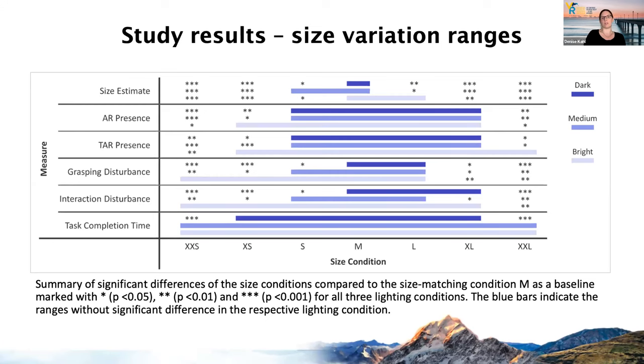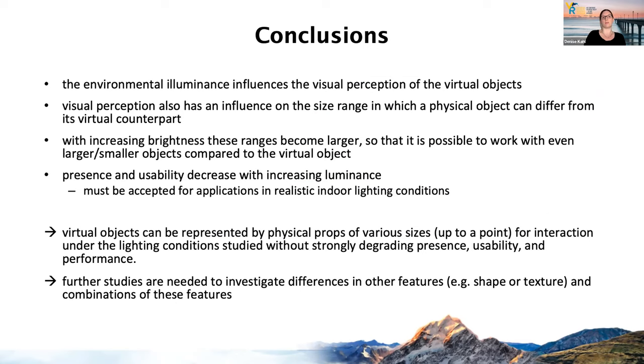From the results of the study, we can conclude that the environmental illuminance influences the visual perception of the virtual objects. The visual perception also has an influence on the size range in which a physical object can differ from its virtual counterpart. With increase in brightness, these ranges become larger so that it is possible to work with even larger or smaller objects compared to the virtual object. And we found that presence and usability decrease with increasing illuminance.